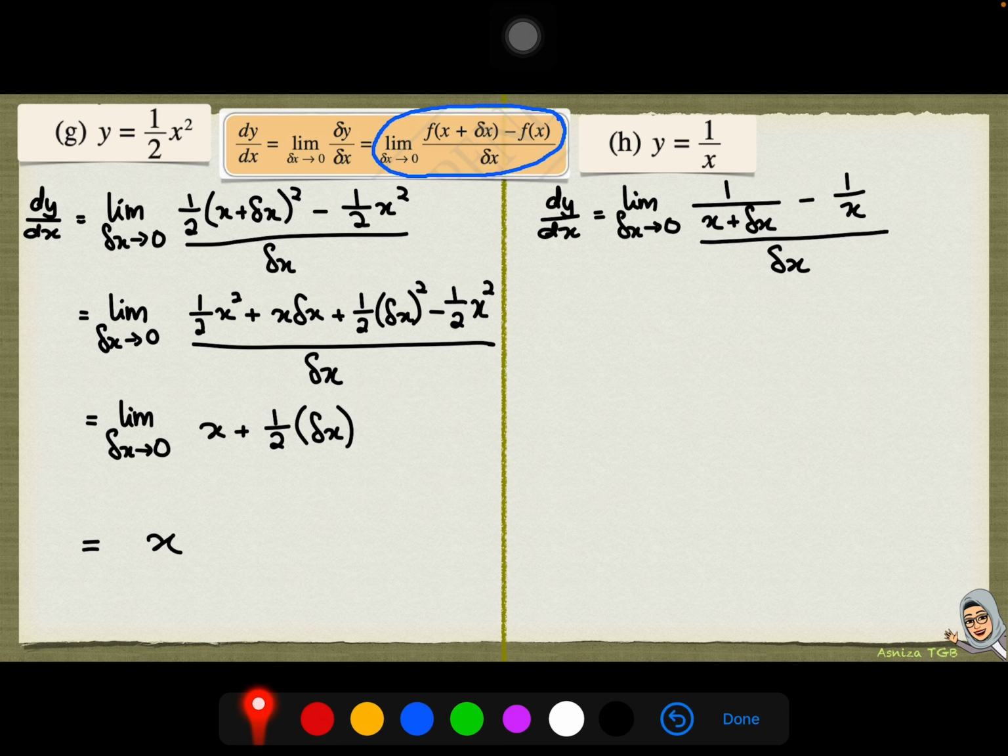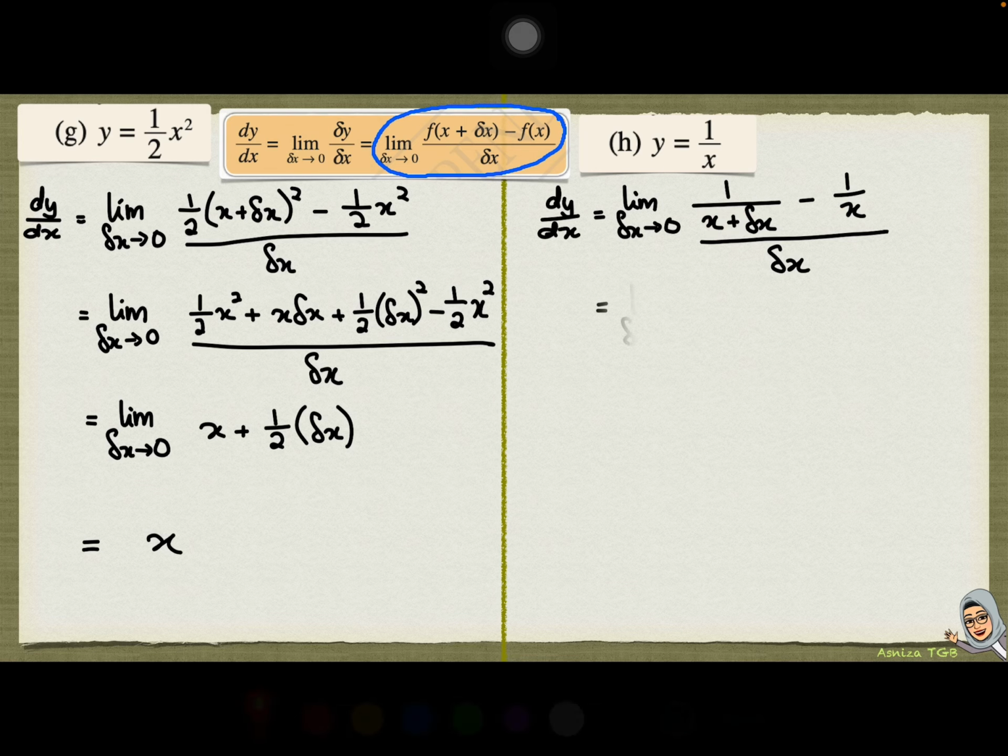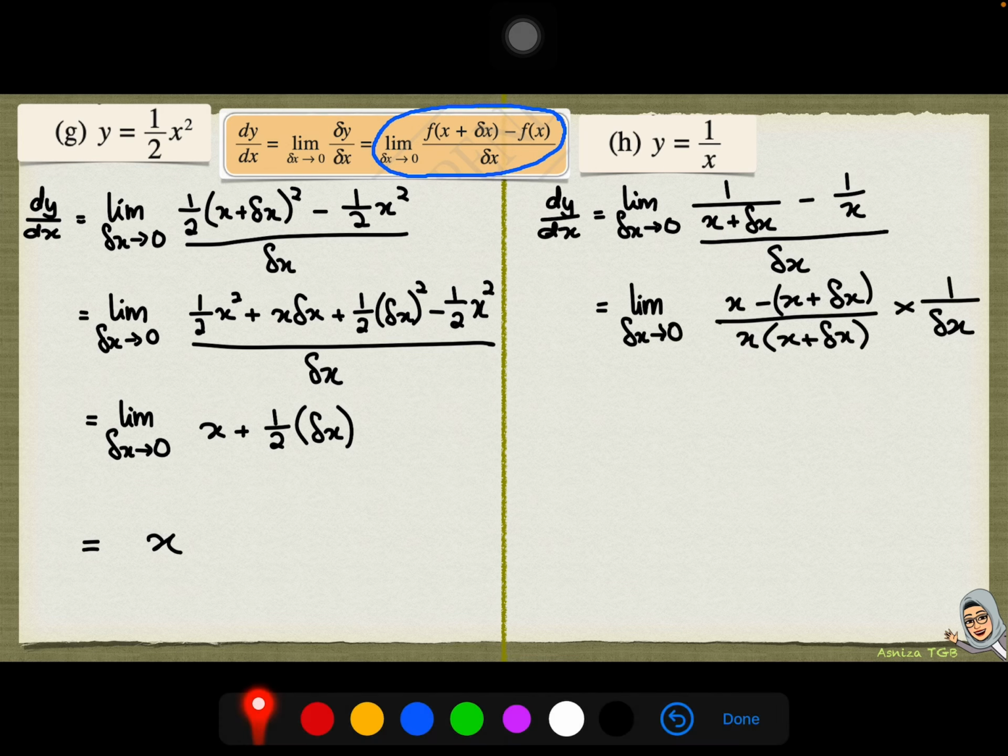So remember, to subtract fractions, you have to make sure the denominators of both fractions are the same. So here we need to multiply the first term by x, so we have x over x times (x plus delta x). And for the second term, we have to multiply 1 by (x plus delta x). So this is the subtraction of two fractions.